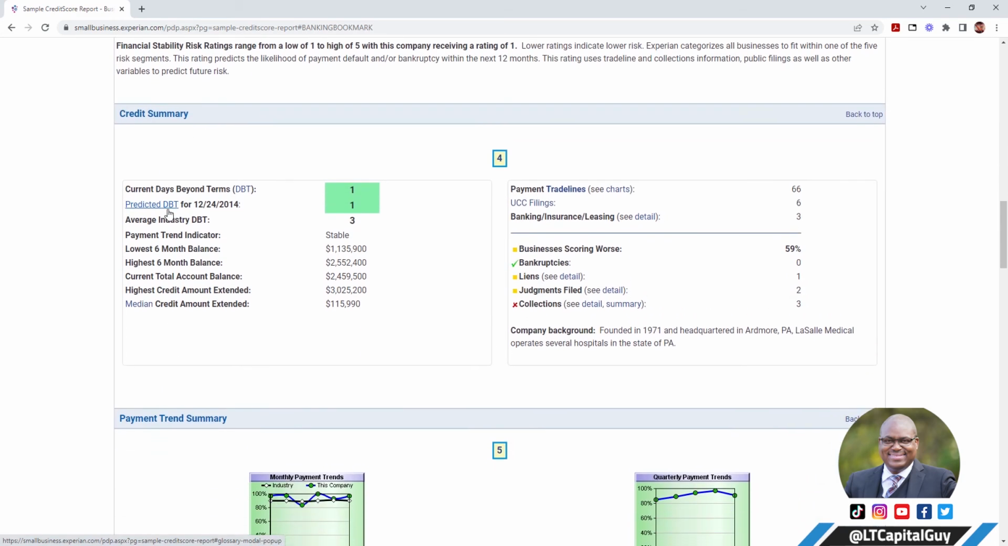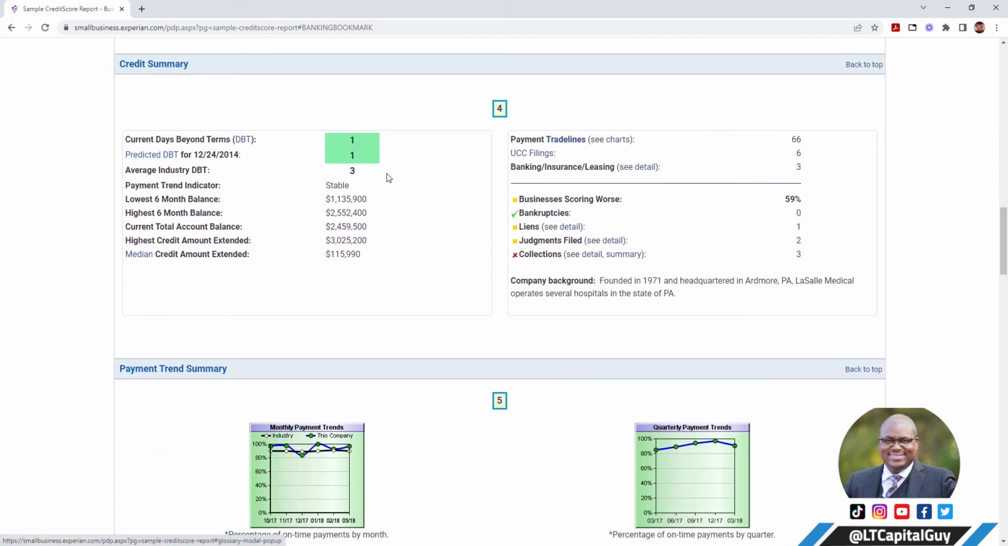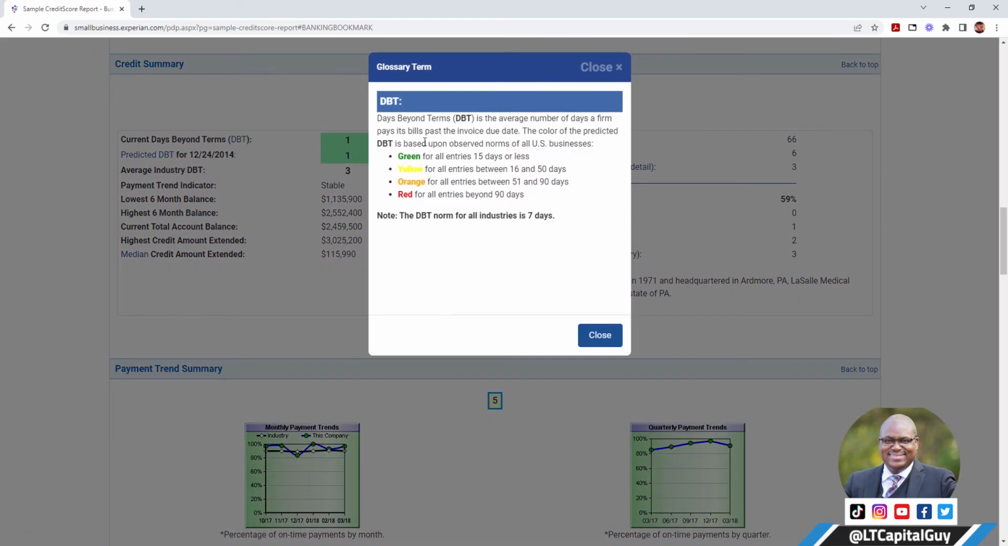Then we get into the credit summary, and this is where we see information in regards to the various trade lines and current days beyond term, and you can also click on any of these to get more information. DBT stands for days beyond term. It's basically the average number of days a firm pays its bill past the invoice due date. The color of the predicted DBT is based upon observed norms of all U.S. businesses. So green is for all entries 15 days or less.